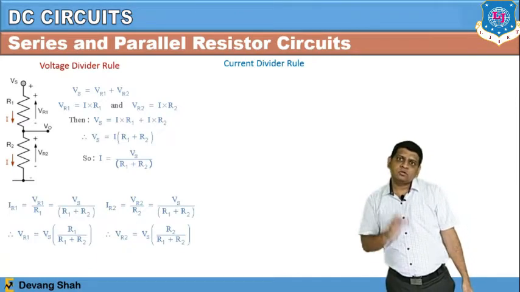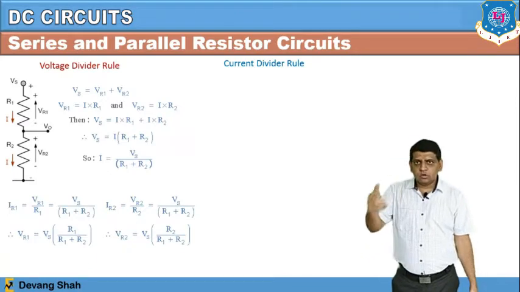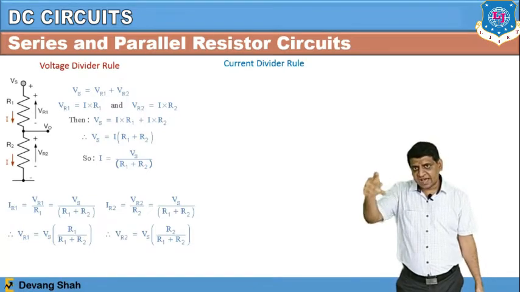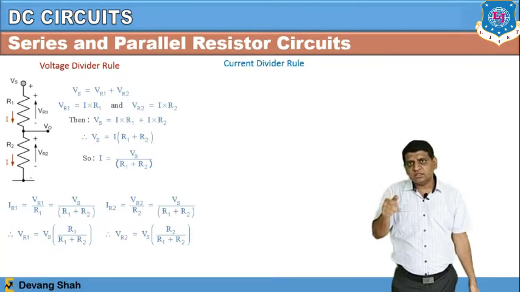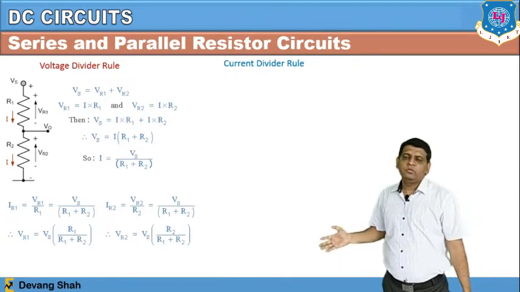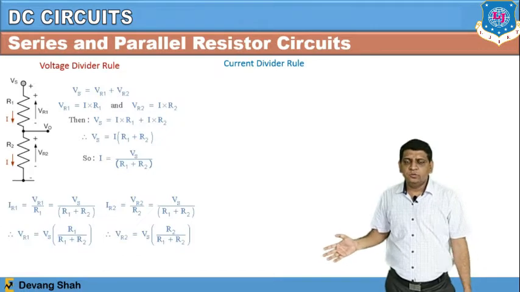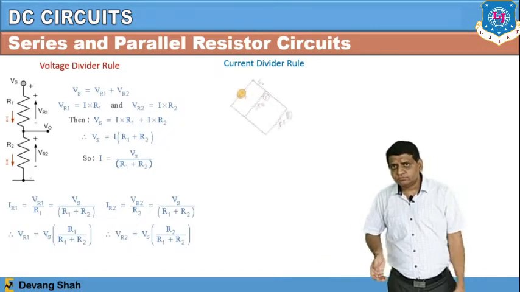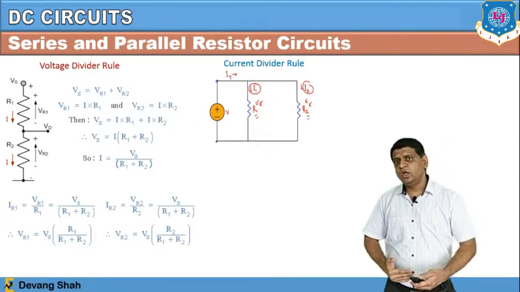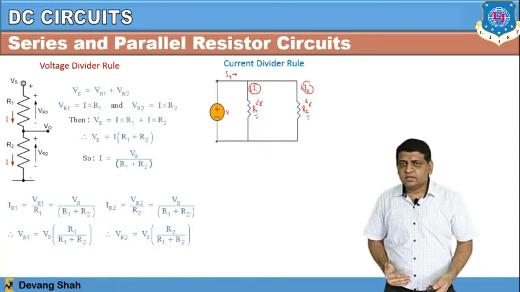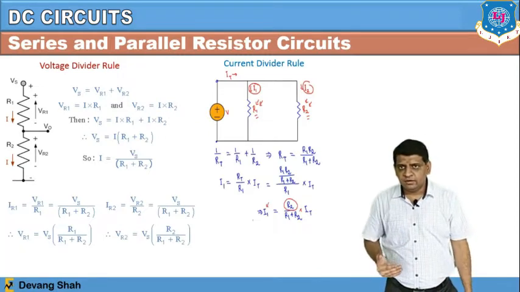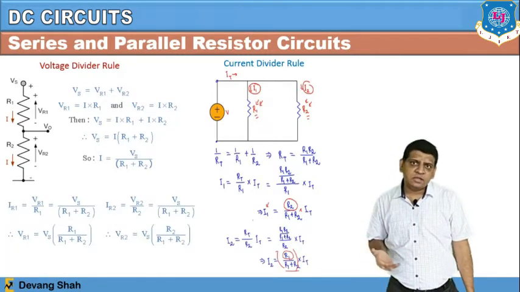So the voltage drop across R1 is the resistance R1 divided by the total resistance into the total applied voltage. In the same way, VR2 is equal to R2 divided by R1 plus R2 into V, right? Now, the series resistance offers you the voltage divider, as well as the parallel resistors offer you the current divider, right? So this particular rule we define as the current divider rule.